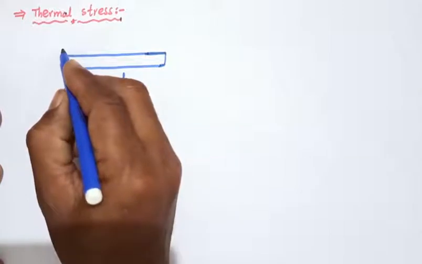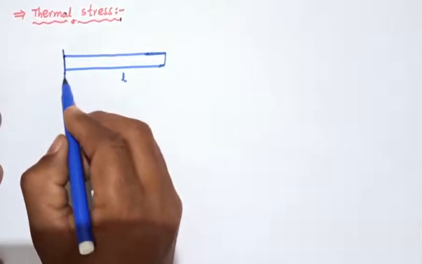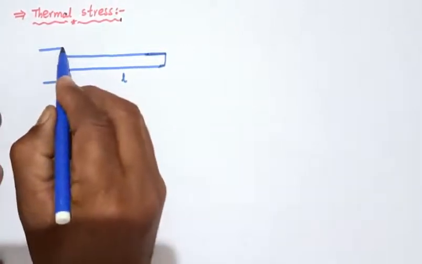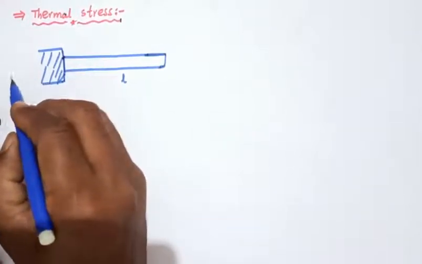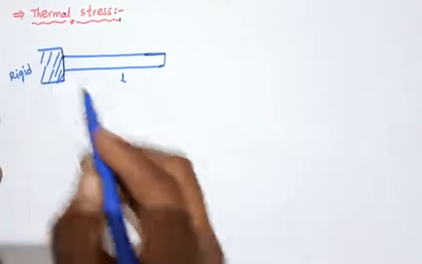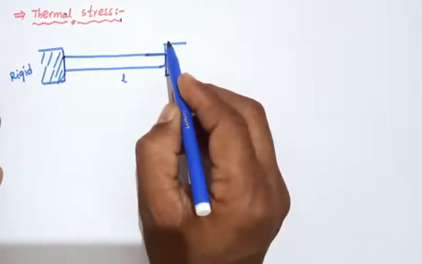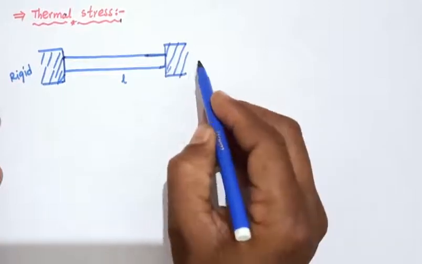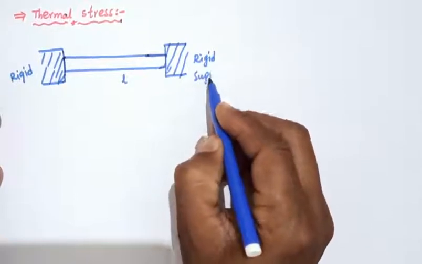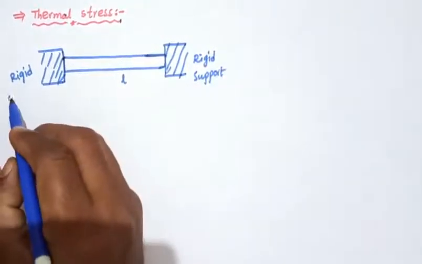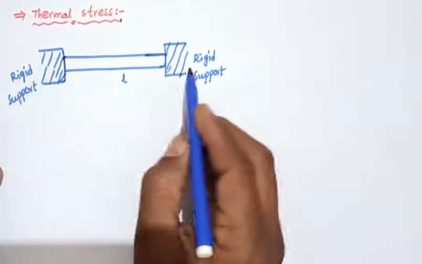So we are considering a rod of length L, and both ends are fixed with a rigid support. One end is fixed with a rigid support, and the other end also is fixed with a rigid support. Both sides are connected with rigid supports.